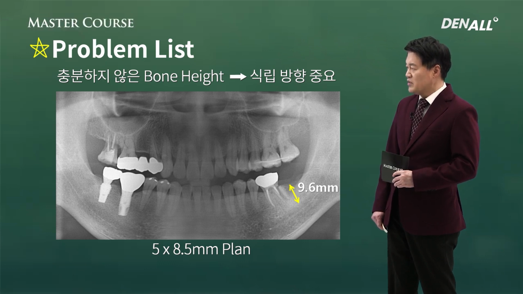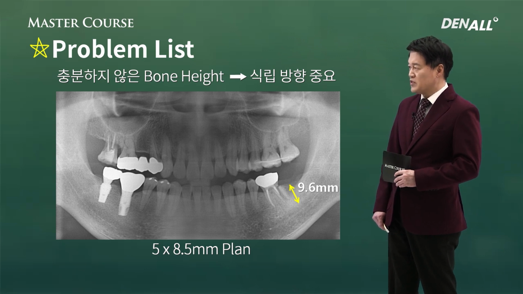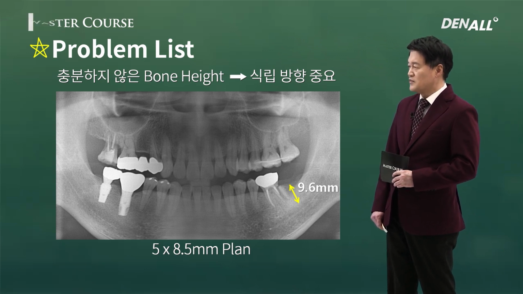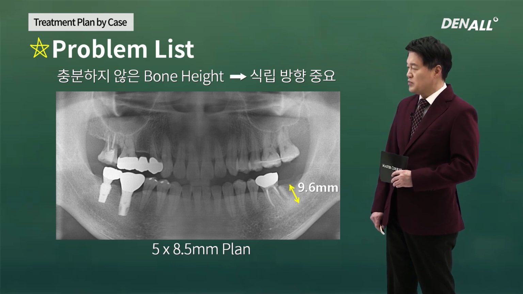Placement direction was very important. If it changes, even if you use the same length, it can go into the mandibular canal, so we need to place the implant in the desired direction. You need to put the pin on and check in the middle.